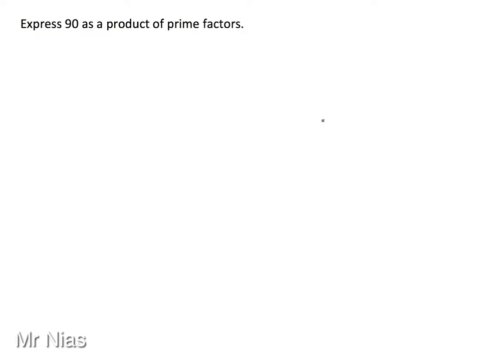So in our question, we've been asked to express 90 as a product of prime factors. For this, I think the best thing we can start with is thinking about what our prime numbers are, because we're going to need those. And they start with 2, of course, not 1, because every prime number has to have exactly 2 factors and 1 doesn't. So we've got 2, 3, 5, 7, 11, 13, and so on.